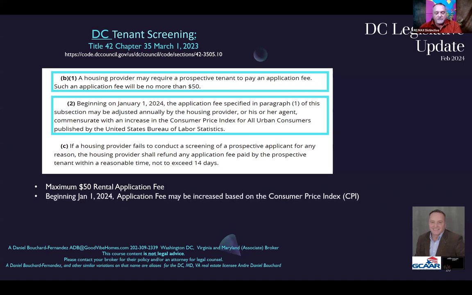All right. The next topic: if a housing provider fails to conduct a screening of a prospective applicant for any reason, the housing provider shall refund any application fee provided by the prospective tenant within a reasonable time not to exceed 14 days. So you collect the $50 from the tenant, but for whatever reason you don't process the rental application. If you're using Rent Spree, it's kind of automatic, so that really wouldn't matter.